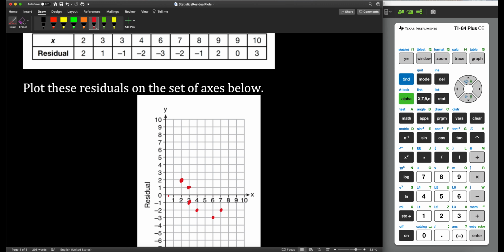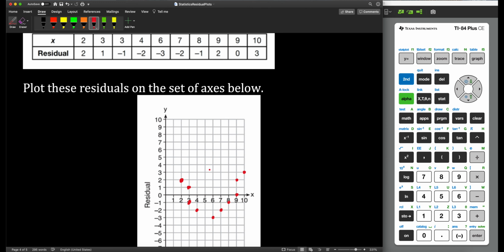+8, -1, you go to the right 8, you go down 1. +9, +2, you go to the right 9, but now since it's a +2, you go up 2. Then it's +9 again and 0, that means you go to the right 9. 0 means you're going to put a point right on the x-axis. And then, of course, the last one, +10, +3, you go to the right 10, and then you go up 3. There is your residual plot right there.